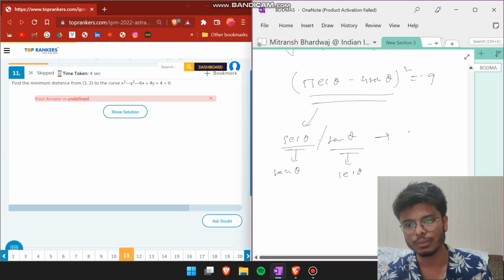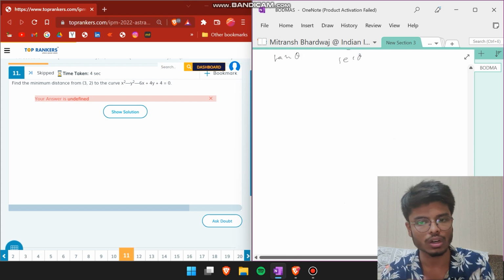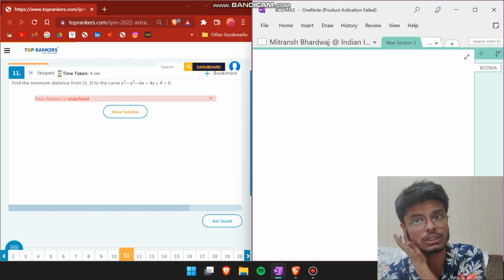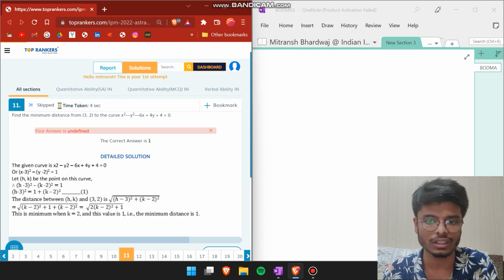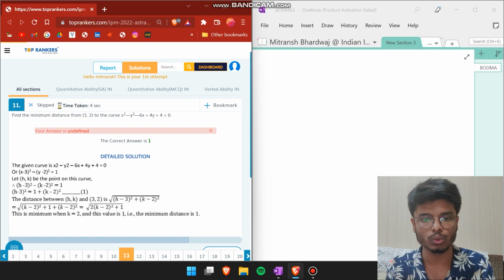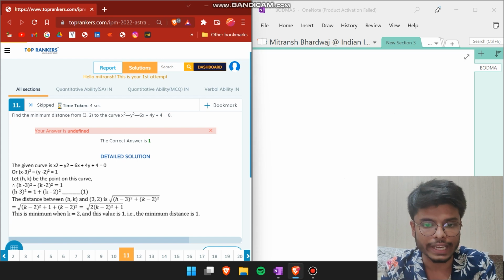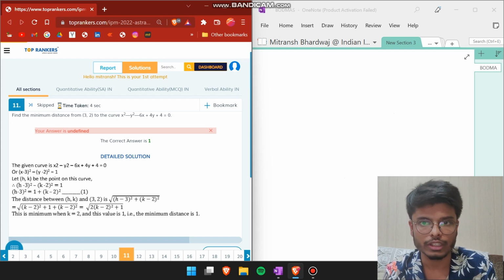This is a simple case of using a formula. Find the minimum distance. Again, you should know why the formula holds, but it's a very simple question at heart. For this, what you need to do is complete the square, and you get x minus 3 square plus y minus 2 square equals 1. So if hk is a point on this curve, then h minus 3 square plus k minus 2 square equals 1, and h minus 3 square equals 1 minus k minus 2 square.